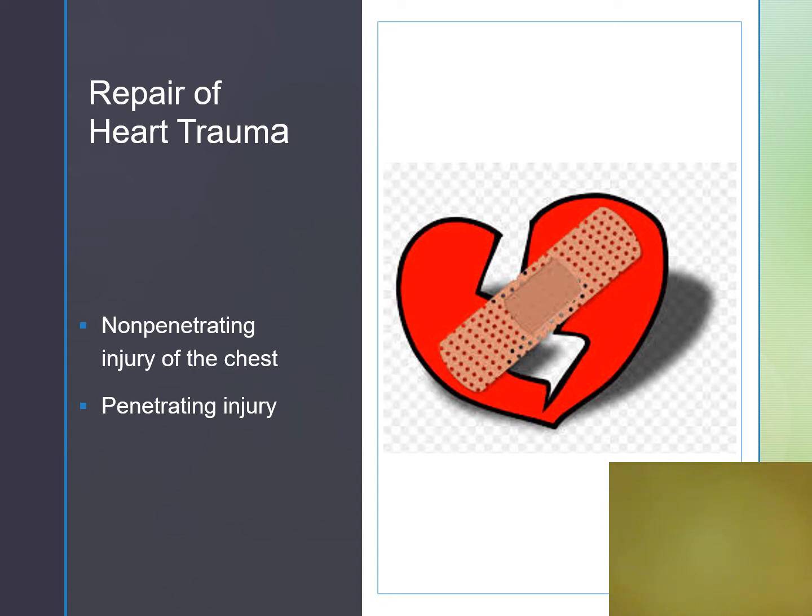Causes would include a crushing injury that causes bruising and bleeding. It's going to require bed rest, maybe a pericardiocentesis, or an open thoracotomy to repair this. A penetrating injury would include stab wounds or gunshot wounds. Treatment would include large tears, and that would require surgery, and actually can cause immediate shock due to hemorrhage.